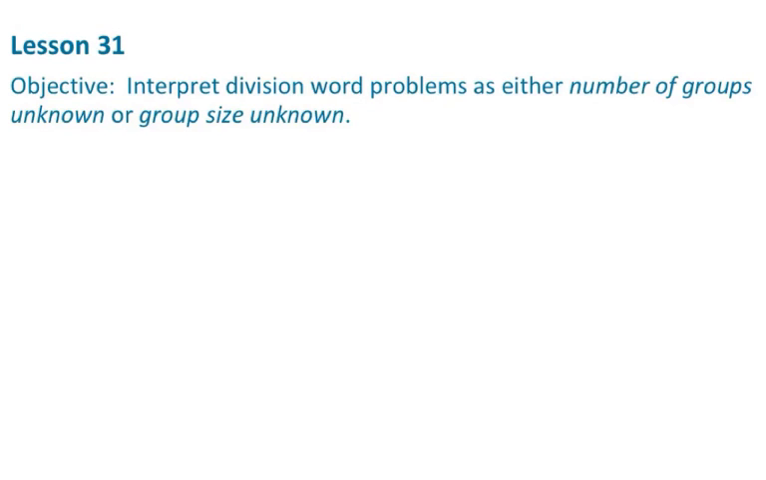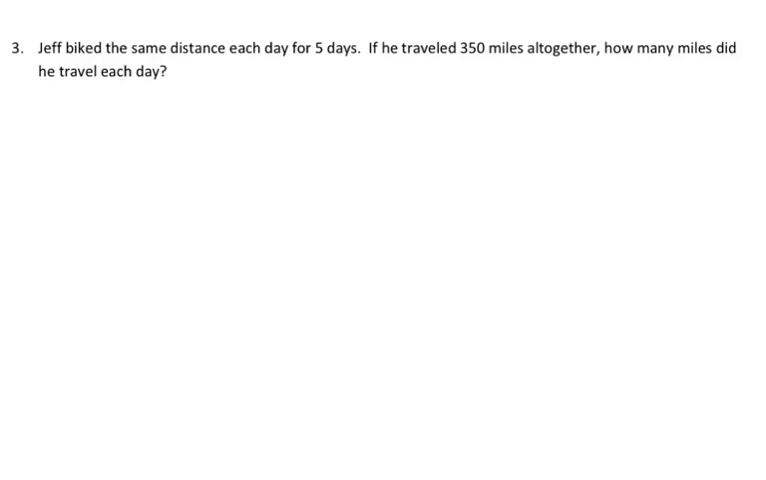This is grade 4, module 3, lesson 31, and the objective in this lesson is to interpret division word problems as either number of groups unknown or group size unknown. Okay, and we're going to look at homework problem number 3, and that reads, Jeff biked the same distance each day for 5 days. If he traveled 350 miles altogether, how many miles did he travel each?